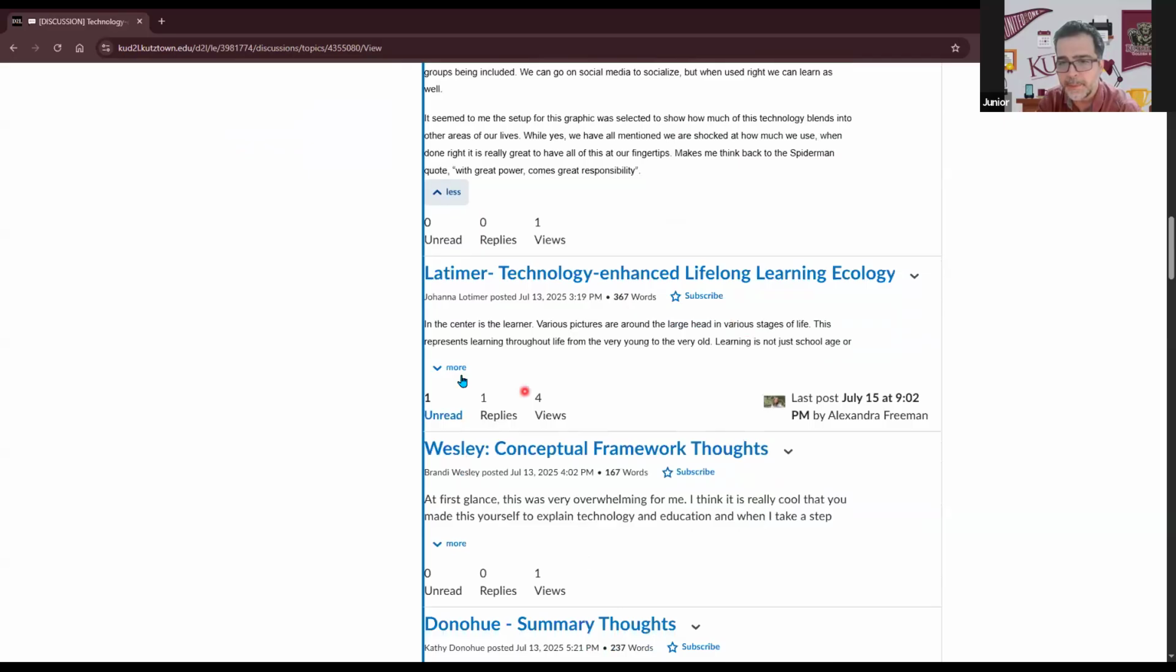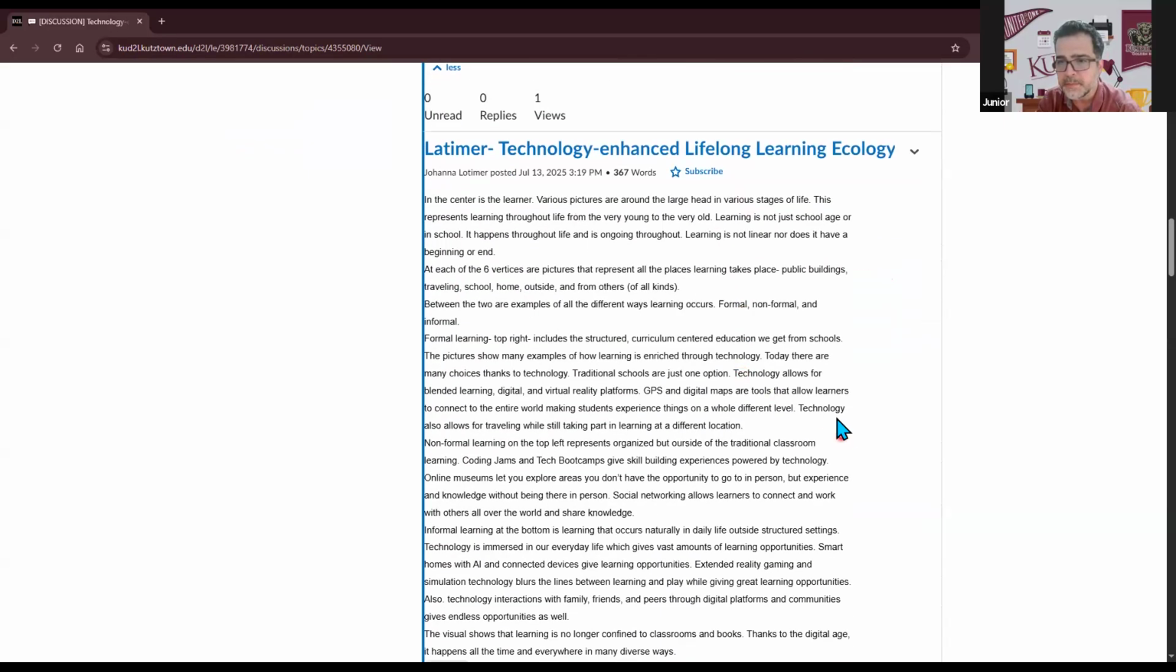Thanks, Jack. Let's see, Johanna. The center is the learner. Mm-hmm. Yes, not just school, it's throughout life. It's not linear. Yes, good. Six vertices. Oh, look like the jargon. I didn't think about this when I was creating this.